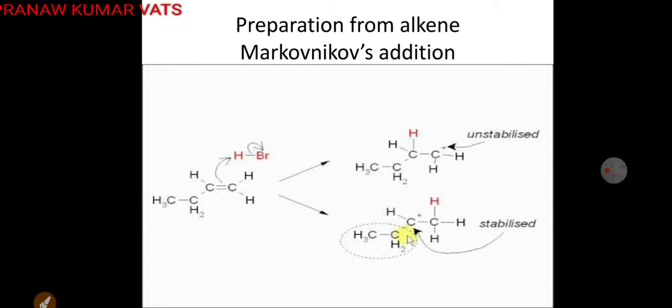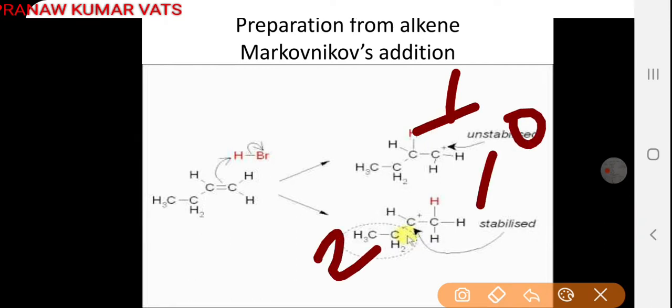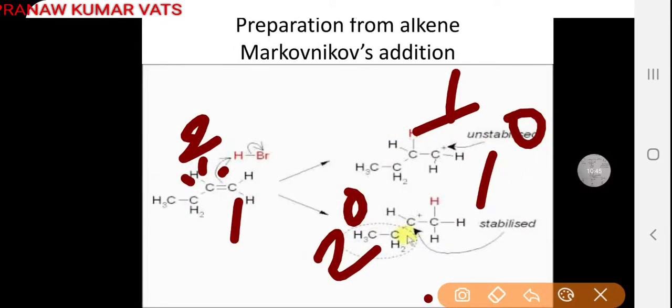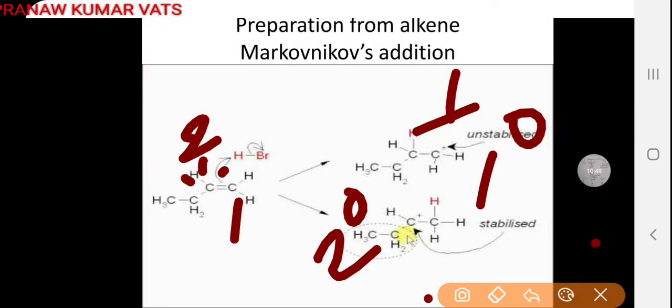When we treat this unsymmetrical alkene with HBr, you can clearly see that there is formation of two types of carbocation. This one is our first carbocation, this one is the second carbocation. The first carbocation is 1 degree, the second carbocation is 2 degree. Whenever there is dissociation of this double bond, H will either attack carbon number 1 or carbon number 2. This is our carbon number 2.